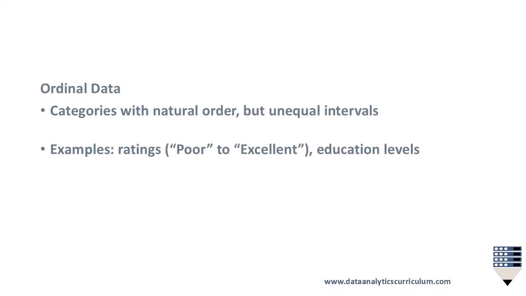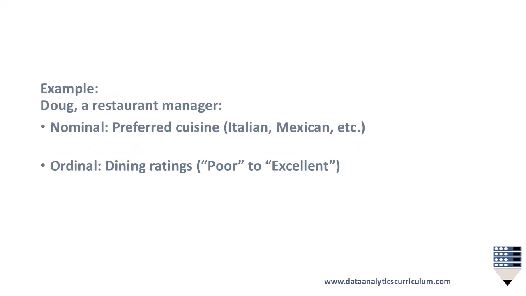Ordinal data. The second subtype of qualitative data is ordinal data. Ordinal data has categories that can be ordered, but the differences between them aren't necessarily equal. For example, ratings such as poor, fair, good, very good, and excellent have a clear order, but the distance between each isn't consistent. Education levels, like high school, bachelor's, and master's, are another good example.